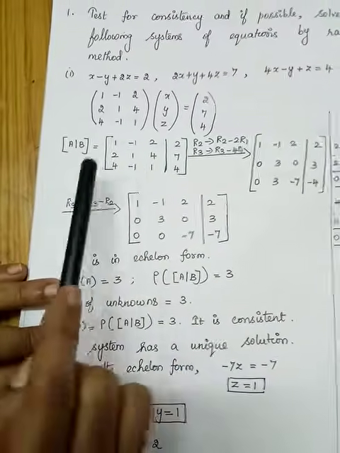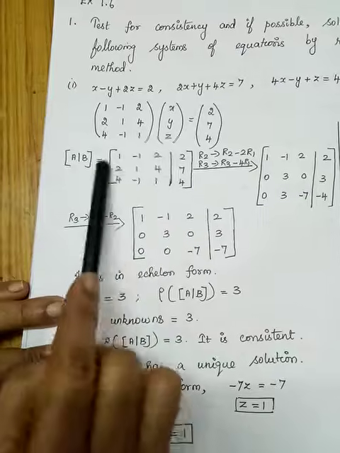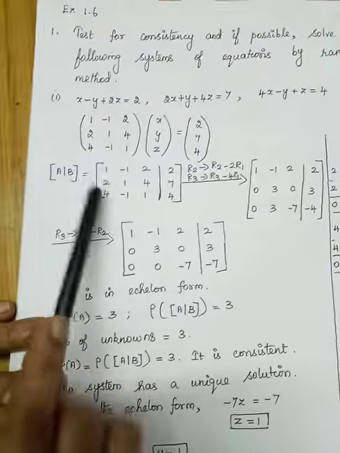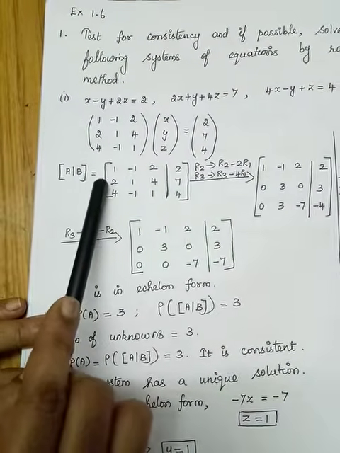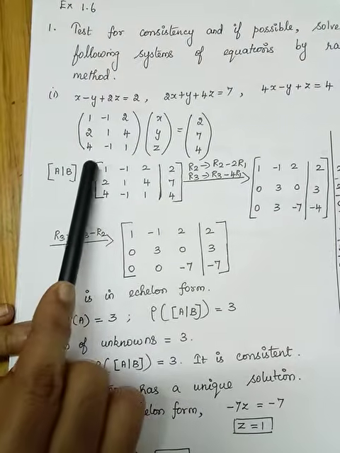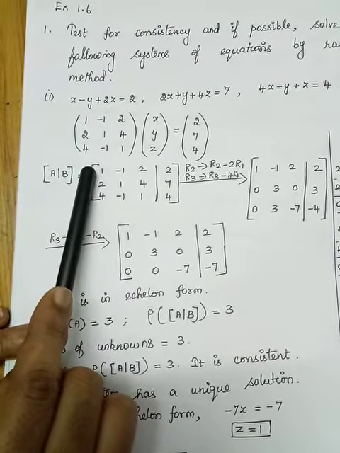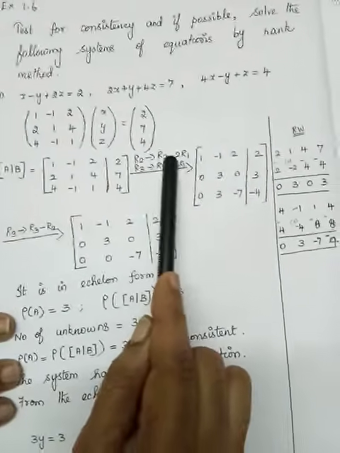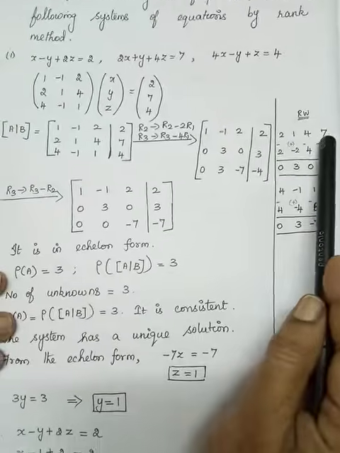What is the echelon form? Zero rows occur below the non-zero rows. Here there are no zero rows. So what is the next step? We have to make these two elements 0. You have to transform R2. Here you have 2, and in R1 you have 1. So the R1 elements have to be multiplied by 2. The transformation is R2 implies R2 minus 2R1. Therefore the R2 elements are 2, 1, 4, 7.